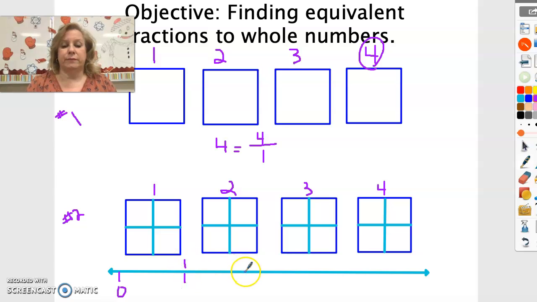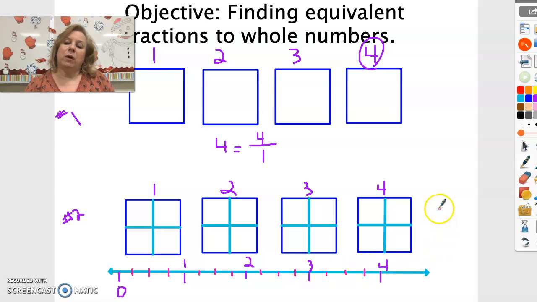1, 2, 3, 4. And then we know the number line goes on. So I see that I have 4 whole numbers on my number line. Now I've got to think about there being 4 parts between each whole number. So I'm going to have to divide this into 4 parts. Between my 1 and 2, I divide that into 4 parts. Between 2 and 3, I divide that into 4 parts. And between 3 and 4, I divide that into 4 parts.